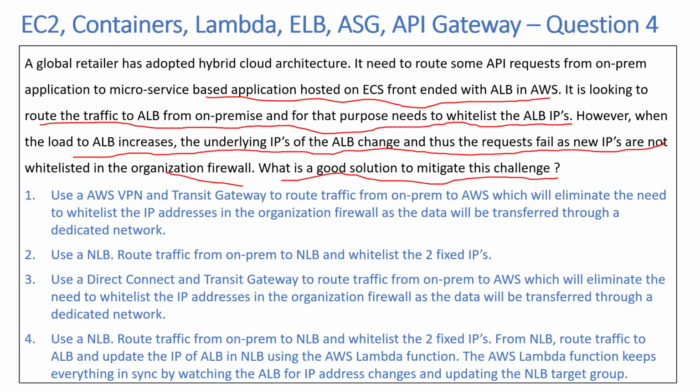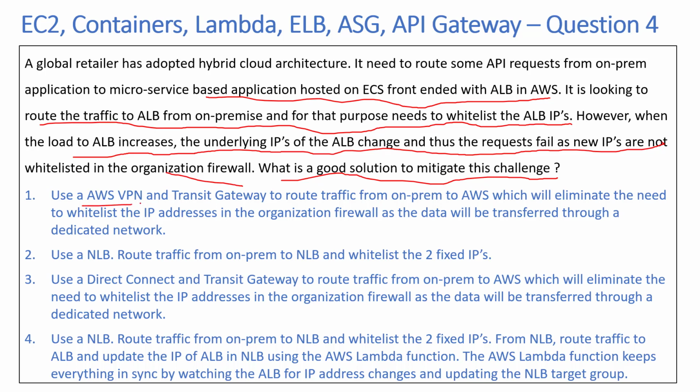So this is a common challenge in some enterprises where you are trying to route the traffic from on-prem to an ALB with the application having a microservices architecture. Now let's look at the options that you have. It needs to whitelist the target IPs in its on-premise data center firewalls, but the IPs of the ALB keep changing. So how do you mitigate this challenge?